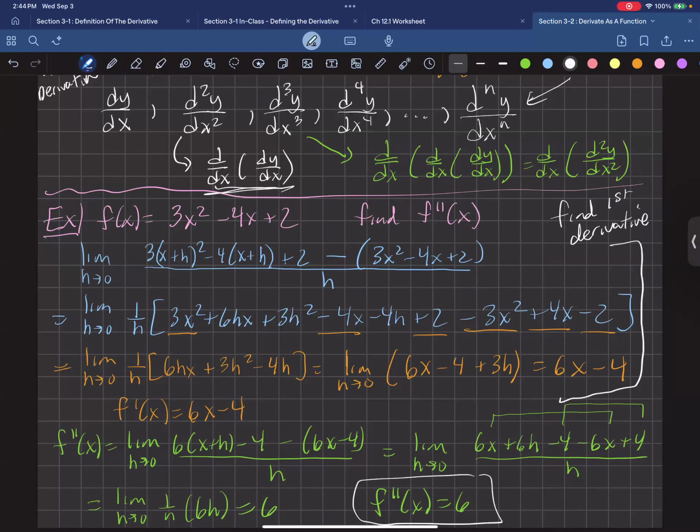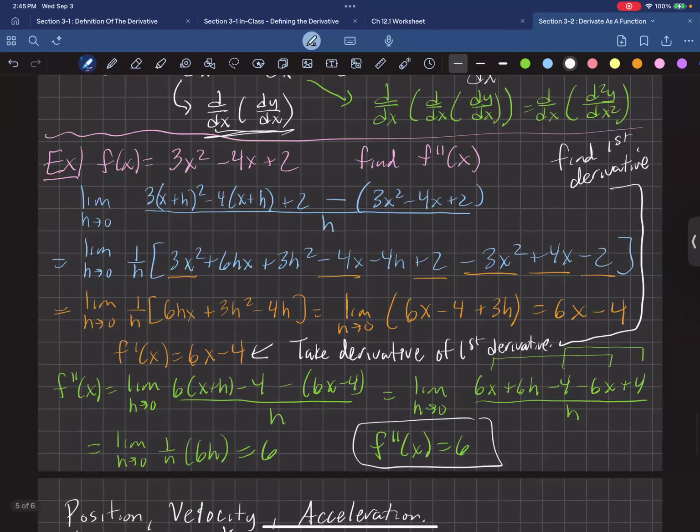So that's where we start here, and then we take the derivative of this. Take the derivative of the first derivative to get the second derivative. We call it f double prime of x equals the limit as h goes to 0. Now we're using f prime here instead of the original function. When you go through that, you'll get down to f double prime equals 6.